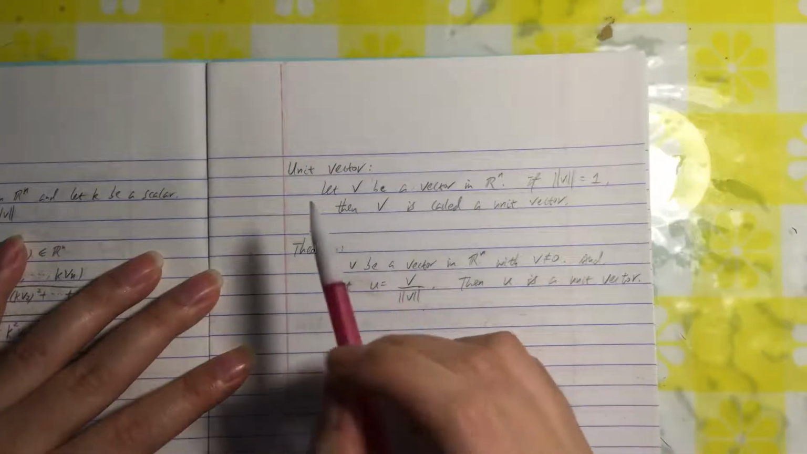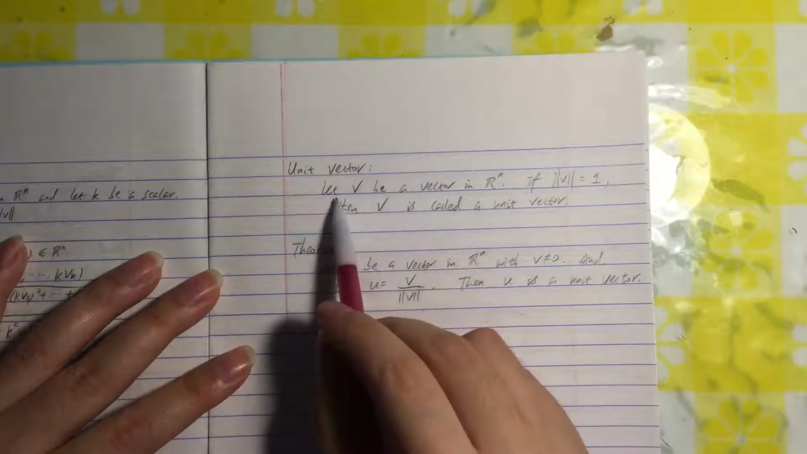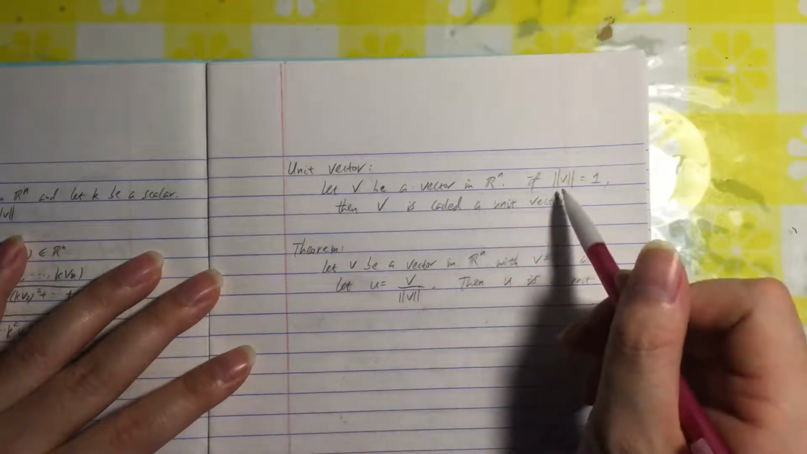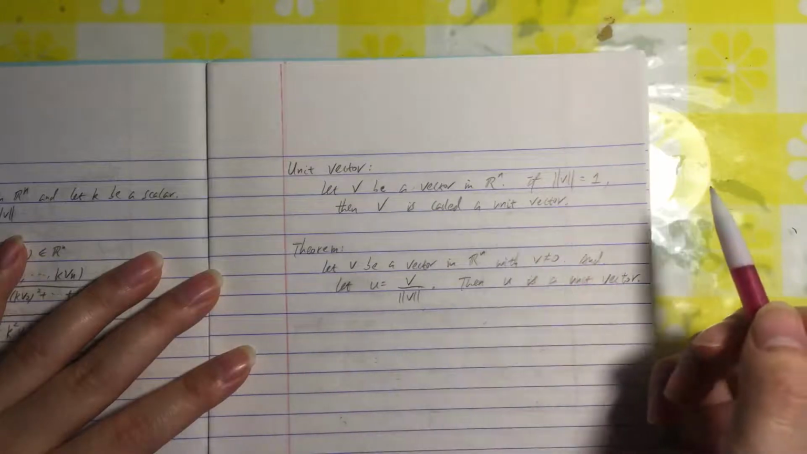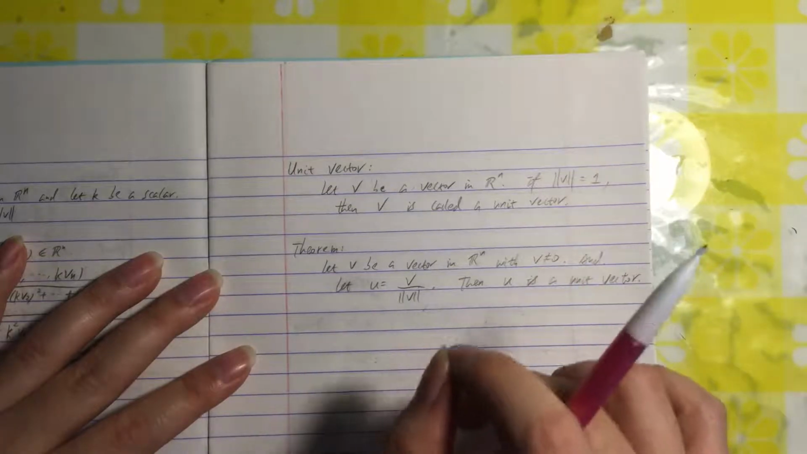Next, let me introduce unit vector. Let v be a vector in Rn. If the norm of vector v is 1, then v is called unit vector. So, unit vector is a vector whose norm is 1.